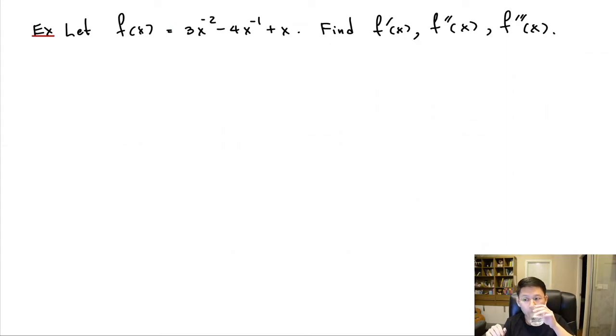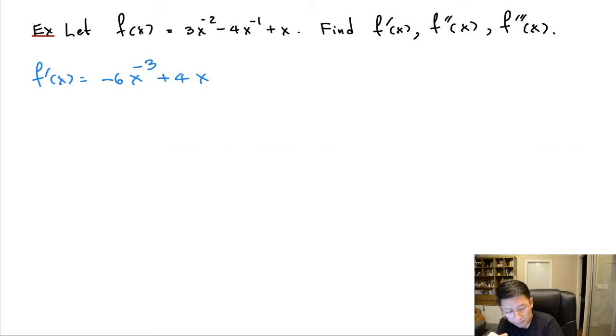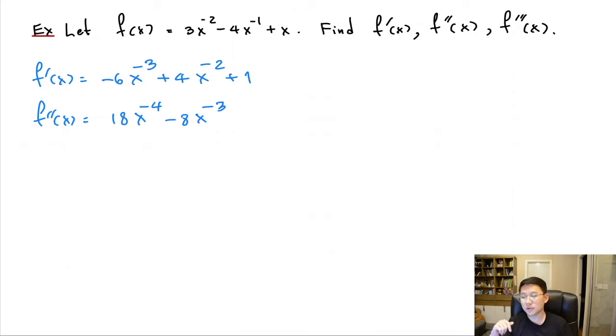The next example, let's find the first, second, and third derivative of f(x). So f prime of x is minus 6x to the power of minus 3 plus 4x to the power of minus 2 plus 1, isn't it? And the second derivative is 18x to the power of minus 4 minus 8x to the power of minus 3 plus 0, right?